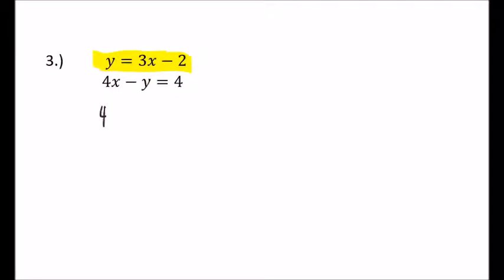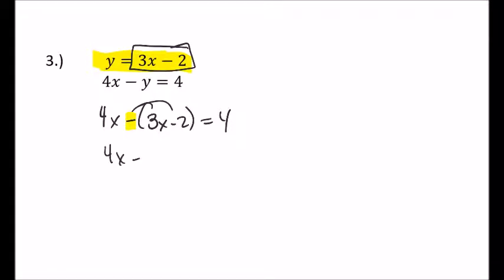Let's write it out. 4x minus y. Well, y is actually 3x minus 2, equals 4. All right, so normally you wouldn't think I have distribution to do right now, but you do, because we should notice that there's this negative right outside there. So we need to distribute that negative through right here. We get 4x minus 3x plus 2 is equal to 4.